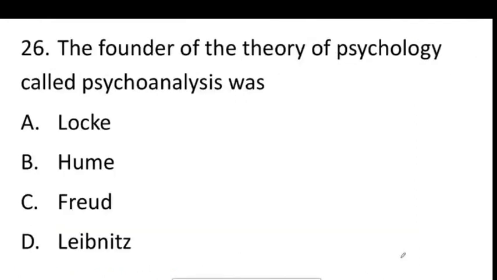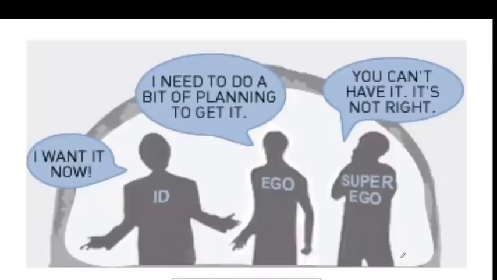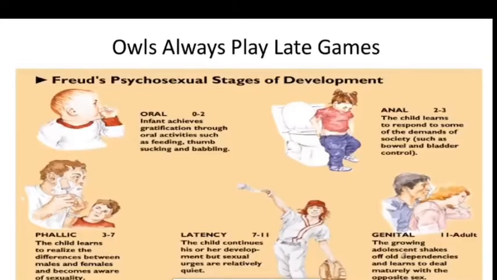Number 26, the founder of the theory of psychology called psychoanalysis was Locke, Hume, Freud, or Leibniz. Okay, the psychology that is called psychoanalysis, that's of course Sigmund Freud. Okay, so that's letter C, Sigmund Freud. Freud is the answer for number 26. Now, again, we've already gone through this. Psychoanalysis is your id, your ego, and your superego. Meron pang isang theory si Freud, psychosexual theory naman.